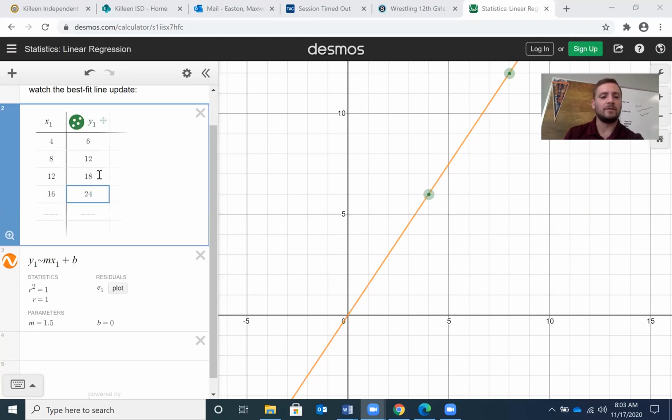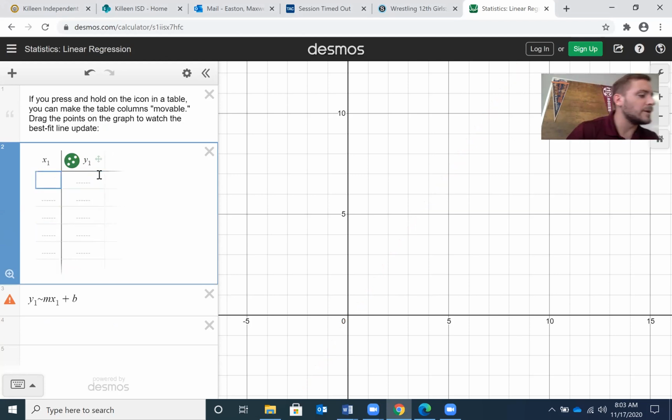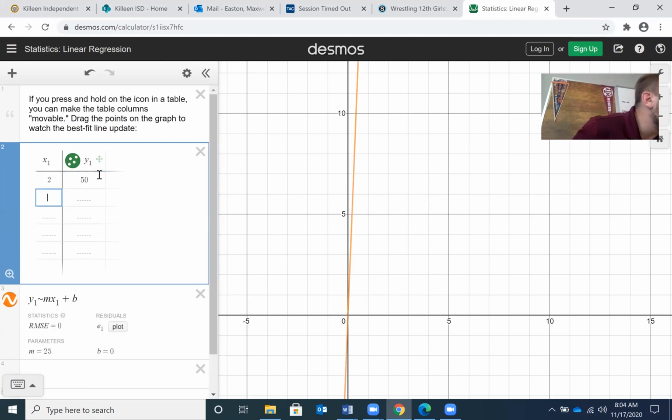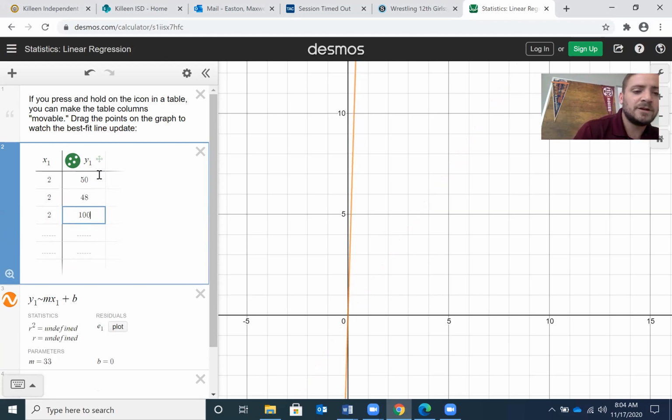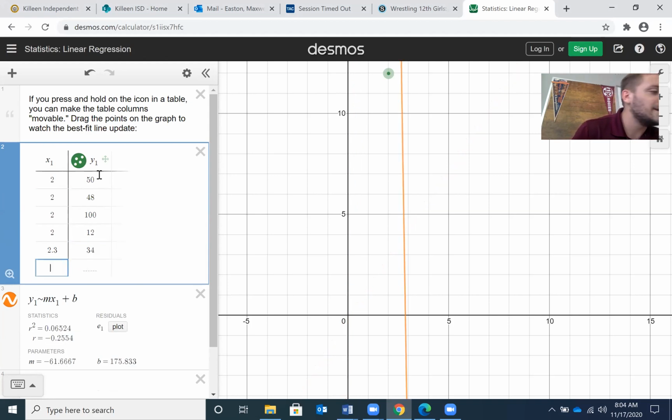And let me get rid of these. And what we're going to do is we're going to start putting in these points. So GPA of 2 had motivation of 50, 2, 48, 2, 100, 2, 12, 2.3. So I'm just taking my table and I'm plugging in to my Desmos.